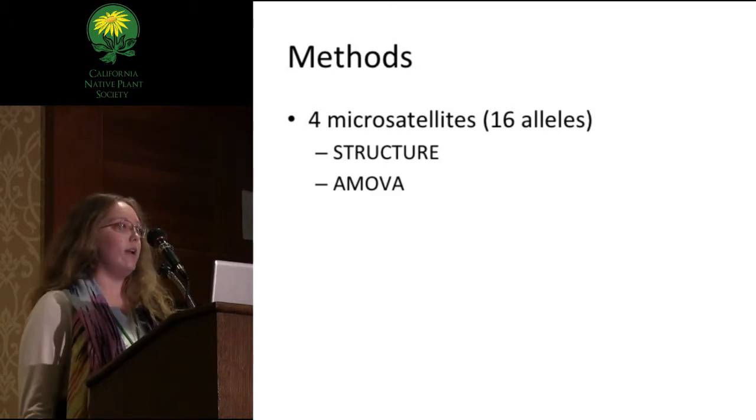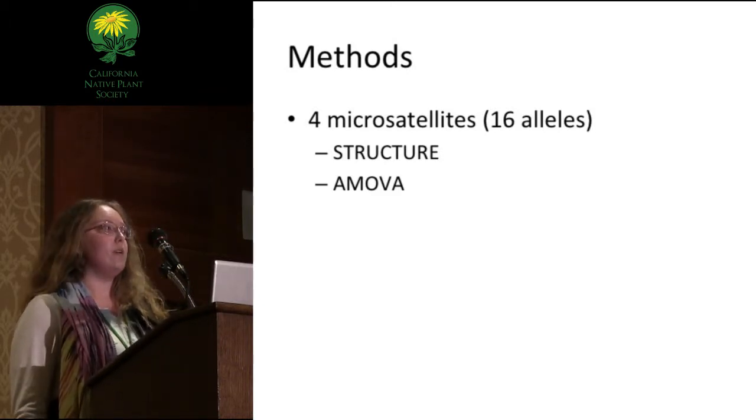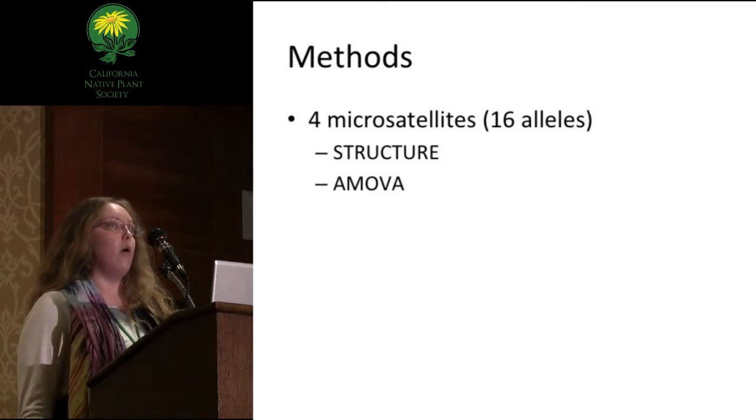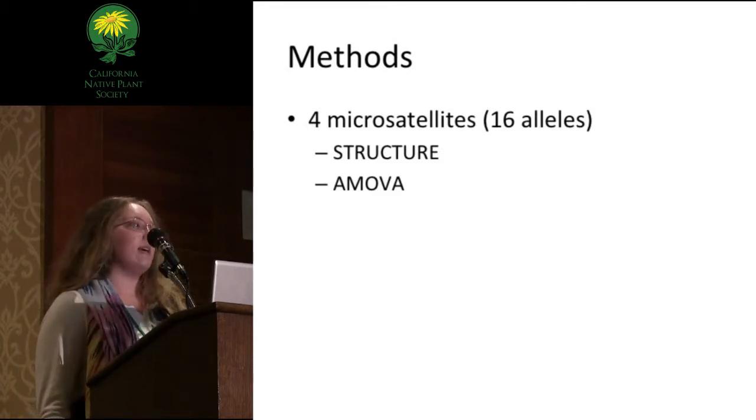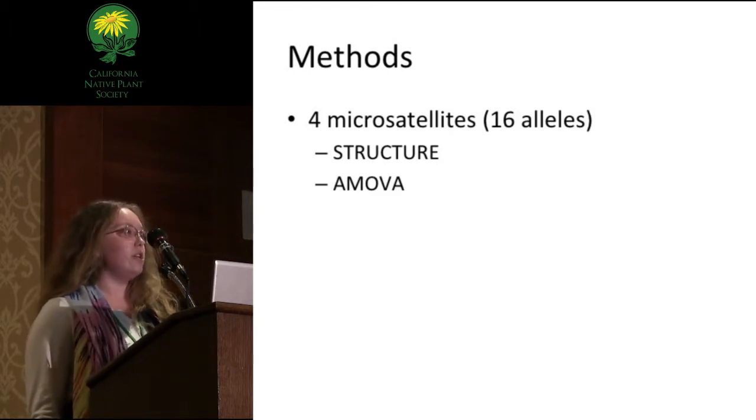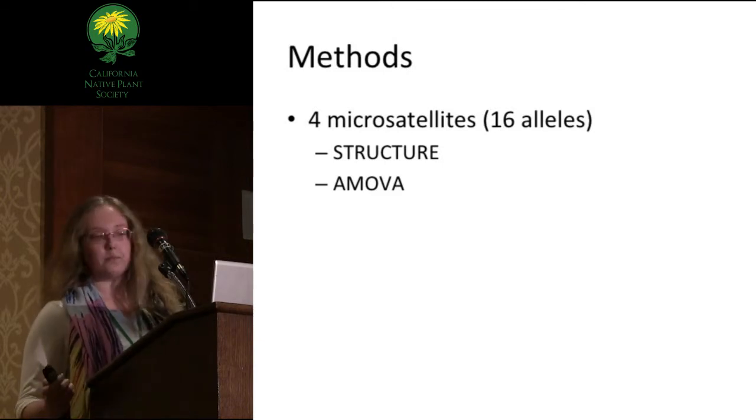So we tested this at 3 different levels. First of all, we tested whether variation was partitioned among the groups that were predicted by our structure analysis. Then we tested whether it was partitioned among populations, and we also tested whether it was partitioned within populations.